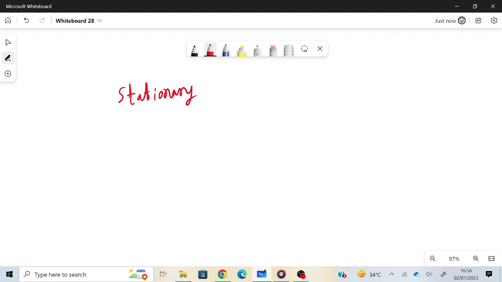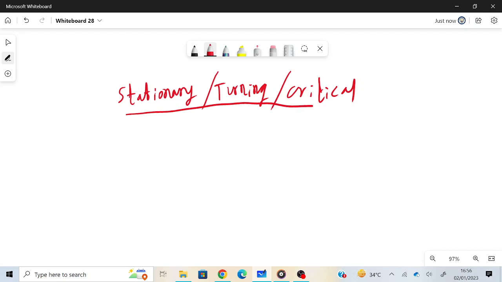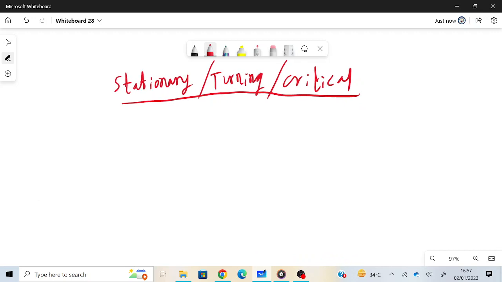Stationary, or turning, that's another synonym of it. Another one is critical. So stationary point, turning point, critical point. These three all mean the same thing. The question arises, what? In a non-linear graph, that is any graph that's not a straight line, there's always going to be a turning point. Let's take a quadratic graph, for example. A quadratic graph could either be something like this, or it could be something like this.